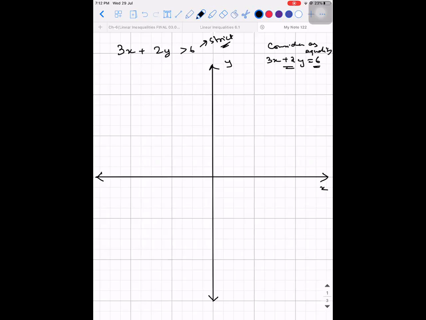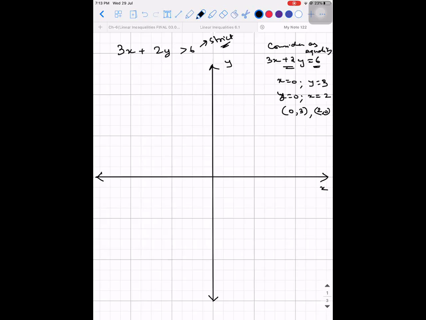So you remember last year you would have drawn a table like this. X and y, you will substitute different values and do it, no? Now you need not do all those things. Just put x is equal to 0 and find the value of y. y is equal to 3. Now put y is equal to 0. What is x? 2. So what are the coordinates? 0, 3 and 2, 0.